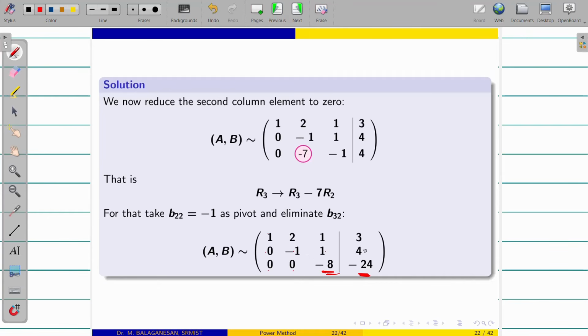But what is back substitution? From the last row, we are going to find z. Apply that z value here, we can get y. Apply z and y here, we can get x. That's what is going to happen here.